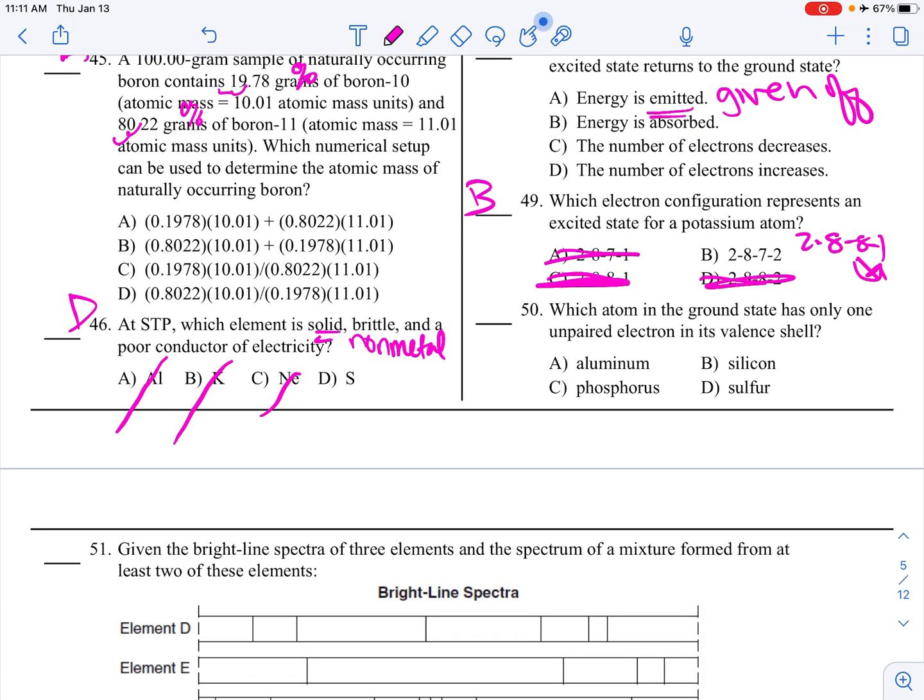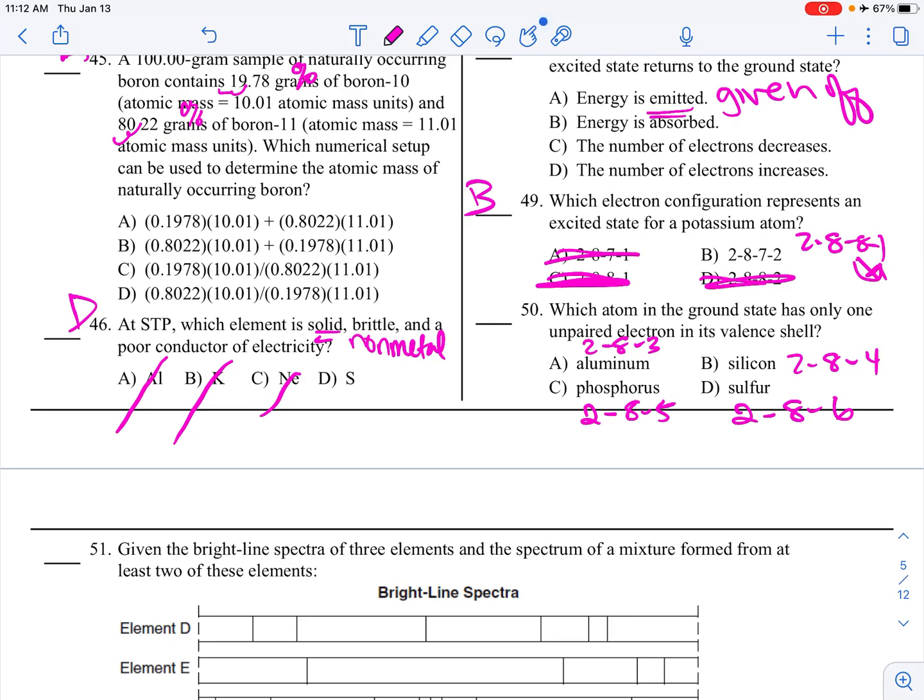Which atom in the ground state has only one unpaired electron in the valence shell? So it's going to have something dash 1 for its electron configuration. Aluminum is 2-8-3. Silicon is 2-8-4. Phosphorus is 2-8-5. And sulfur is 2-8-6. That doesn't seem to help us.